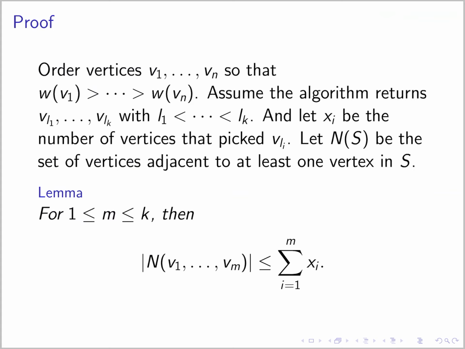The first observation is the following lemma. For any number m between 1 and k, where k is the number of vertices returned by the algorithm, the size of the neighbors of V1 up to Vm in this order is less than or equal to the sum of xi's from 1 to m. The proof of this is very easy and works for any graph with no hypotheses.